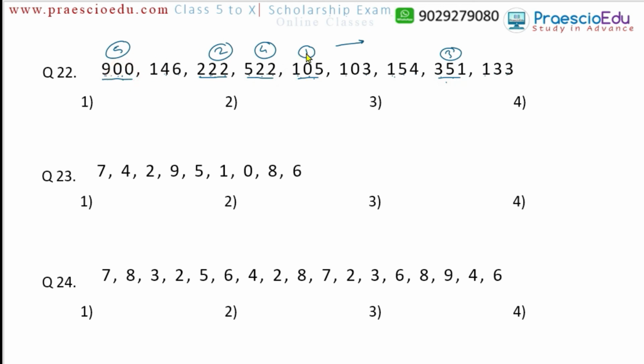Now in this one, the middle one from 1 to 5 means of course the third number comes at the middle. Okay, so this 351 number is the answer, and this is mentioned in option number 3.